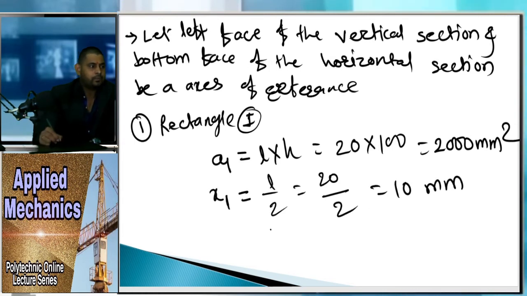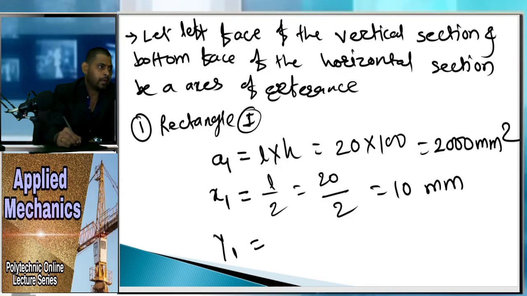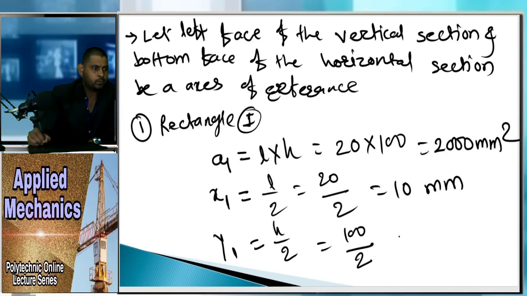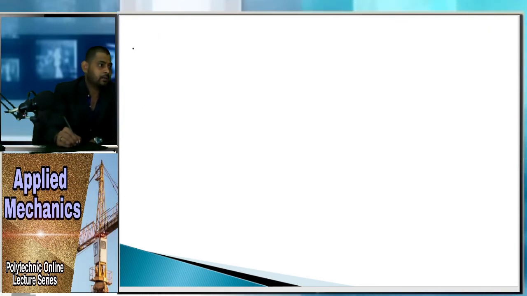And for y1, so here you can see this is the reference for y1, right? So this total is nothing but the 100. From here to here it is 100 divided by 2. So here height by 2, so you have to take h by 2. So here 100 divided by 2 is equal to 50 mm. So this is the value of y1.